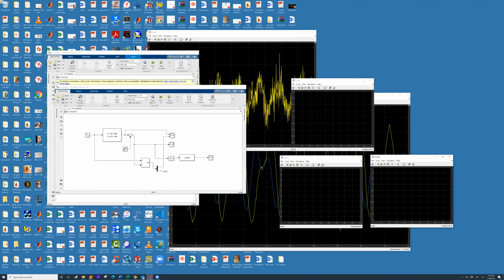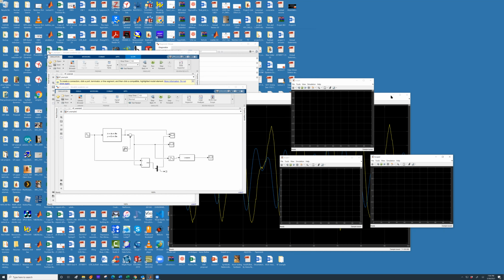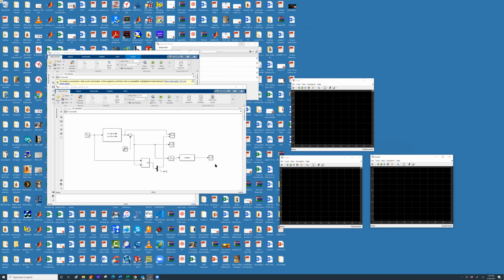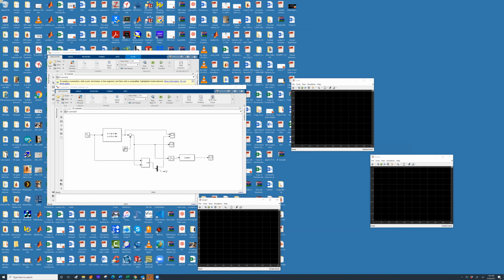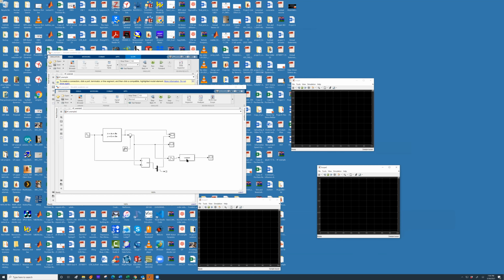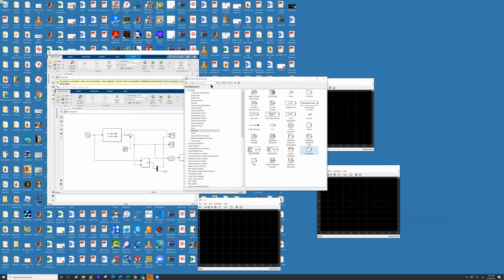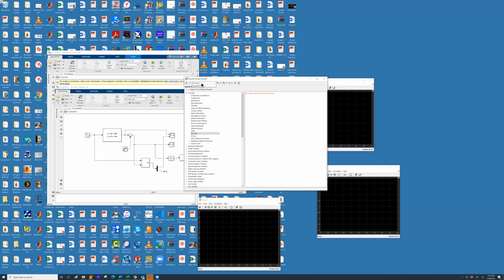So here is something else. Now, how would I implement a low pass filter in Simulink? And this code shows you the implementation of a low pass filter. So if you go to library browser and say low pass, basically what it will do is all the low frequency content will be passed. So low pass filter, and I'm going to search.